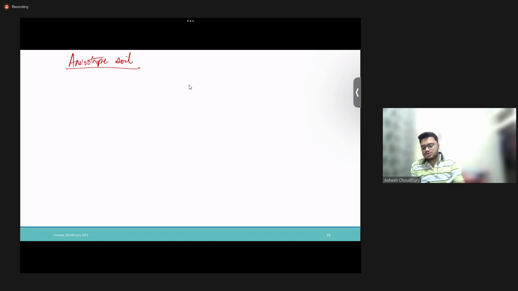Yeah, so for anisotropic soil, my kx is not equal to kz. So in that case, our formulation, the Laplace equation, was: kx ∂²h/∂x² + kz ∂²h/∂z² = 0. Okay, so this formulation is valid.